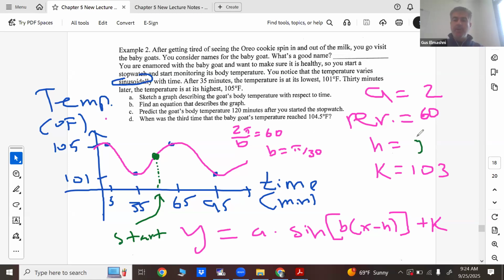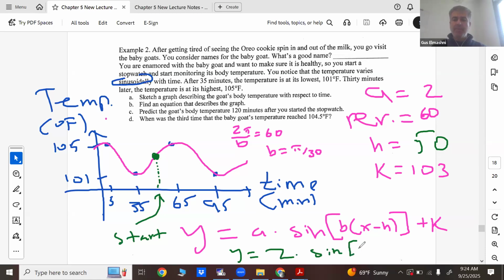Now, to answer your question, Arav, about cosine. If I want to do it as a cosine, where would I start? At the high. Which is what? 5. You can do 5 or 65, up to you. You would be right either way. Yeah, it would be fine. So y will equal 2 times sine, x minus the shift.